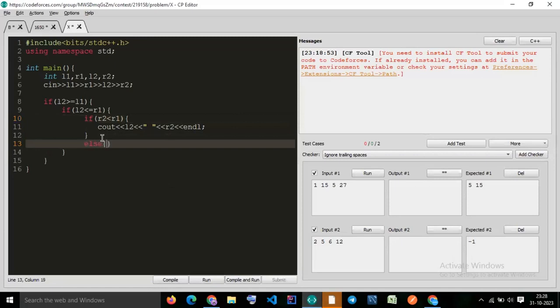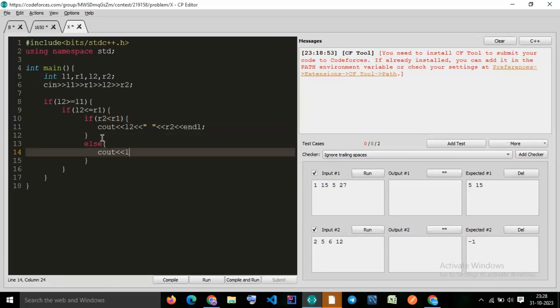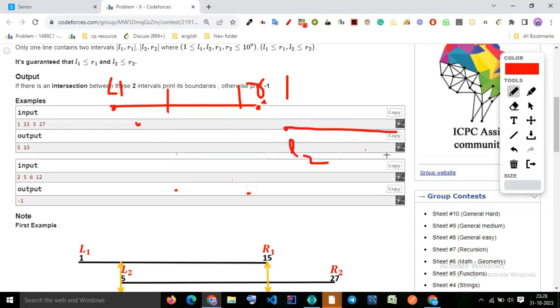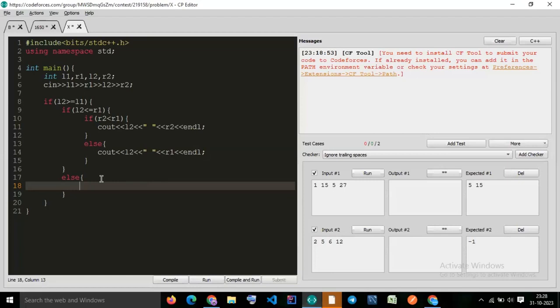So now just write it. Else, cout L2 and R1. And let's figure out another case: if L2 is greater than R1. Let's suppose this is R1, and if L2 is greater than R1, what would the answer be? Tell me. There is no intersection point in between, so it will be -1. So here, cout -1.